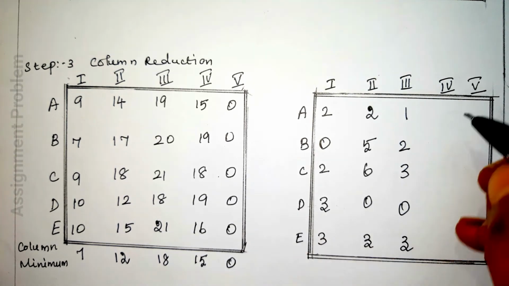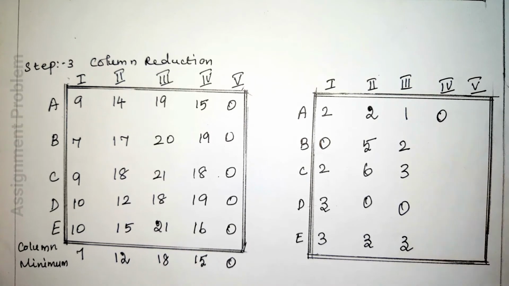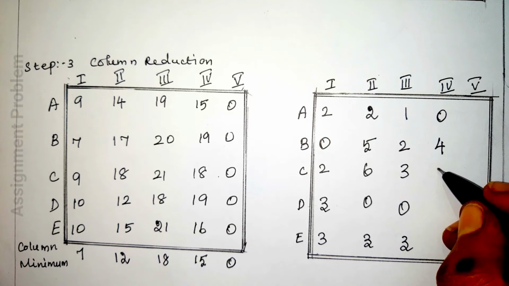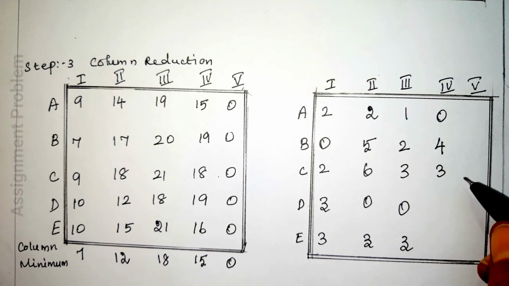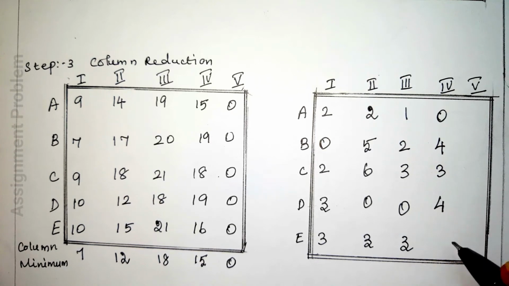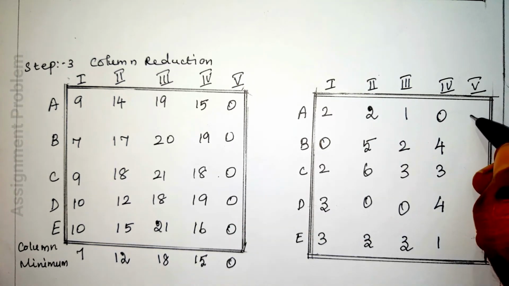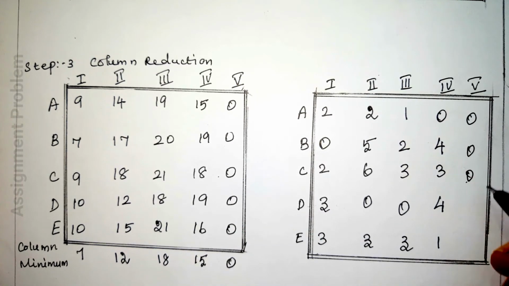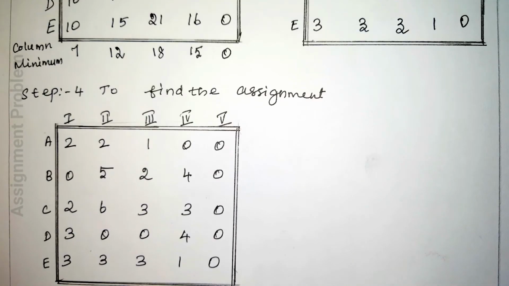Fourth column, the least number is 15. 15 minus 15, 0. 19 minus 15, 4. 18 minus 15, 3. 18 minus 15 is 3. 19 minus 15 is 4. 16 minus 15 is 1. In the last column, all the entries are 0. We have to find the assignment.